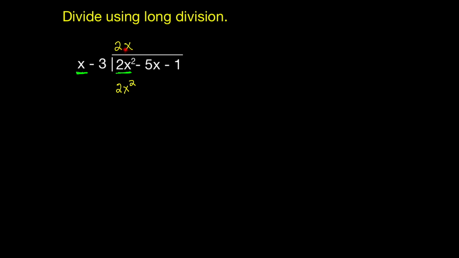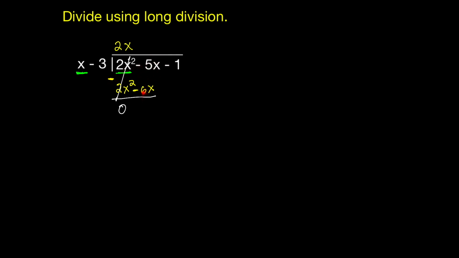And next, I'm going to multiply 2x by the second term of my divisor, negative 3. So negative 3 times 2x, we're going to get negative 6x. Once you have both of these terms, or however many terms you have on the outside, you're going to subtract here, because the objective is going to be to cancel out the first term here. And I'm only going to be able to achieve that if I subtract. 2x squared minus 2x squared, we're going to get 0. These cancel out.